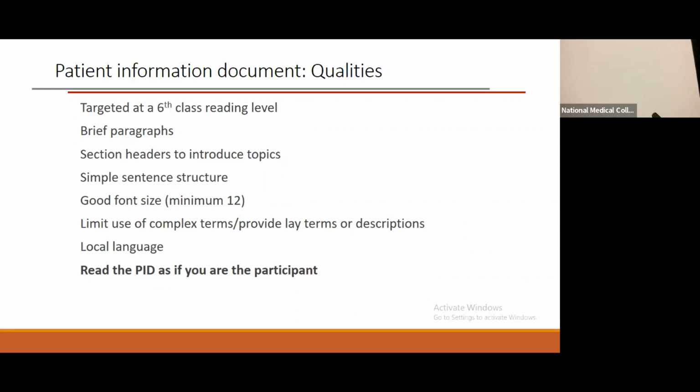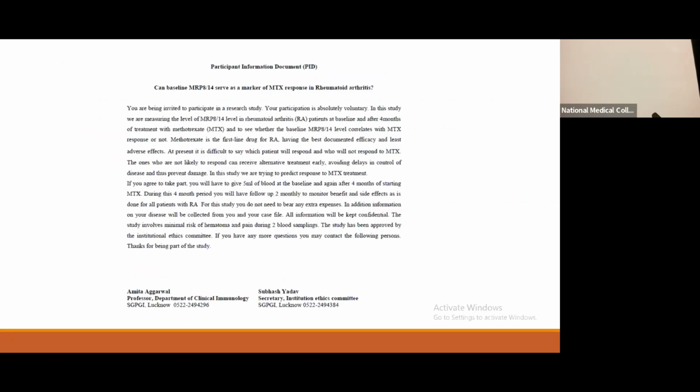That's what I do. I make a PID, I give it to my office staff. I say, you read it. If they can understand, like my PA or the clerk, if they can understand, I think that the patient will understand. So you can run it through a layman. And then that patient information document should be used. So you can read this.